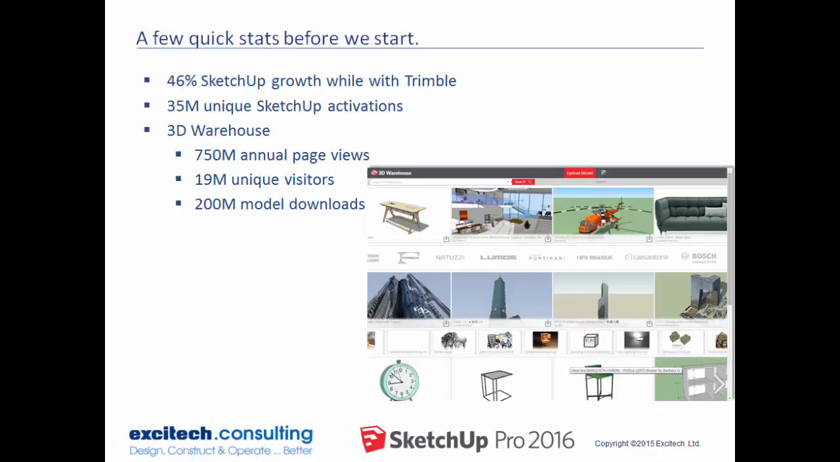Alright, just a few stats before we start. A lot of growth with SketchUp while they've been with Trimble since 2012. 35 million unique SketchUp activations since the start, and also the 3D Warehouse is very trafficked. So as you can see there, loads of clicks. If you are a manufacturer trying to get your SKP models on the 3D Warehouse, people do use them, and also they can click on your models, click on the links, and get taken back to your product pages on your websites and basically just buy the products straight from there.